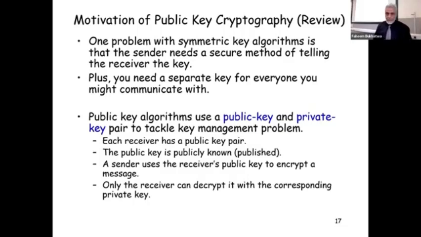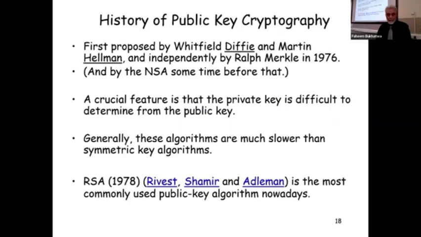So one problem with symmetric key algorithms is that the sender needs a secure method of telling the receiver the key. Plus, you need a separate key for everyone else you might communicate with. That's with the symmetric systems. Key distribution is a problem with symmetric systems. Public key algorithms use a public key and private key pair to tackle the key management problem. Each receiver has a key pair, and the public key is publicly known, it's published, and the sender uses the receiver's public key to encrypt. Okay, we've already gone through all that.